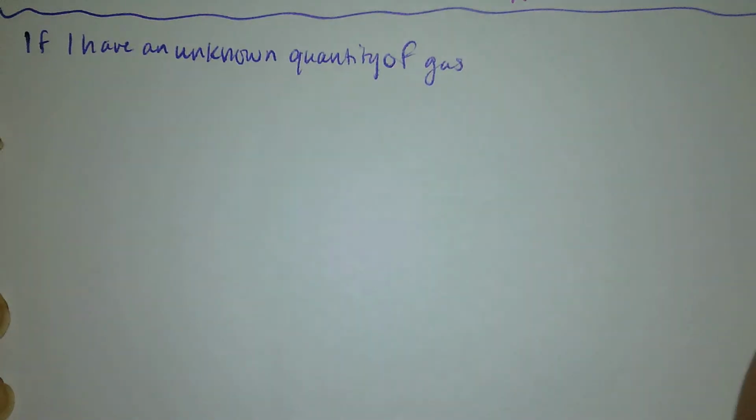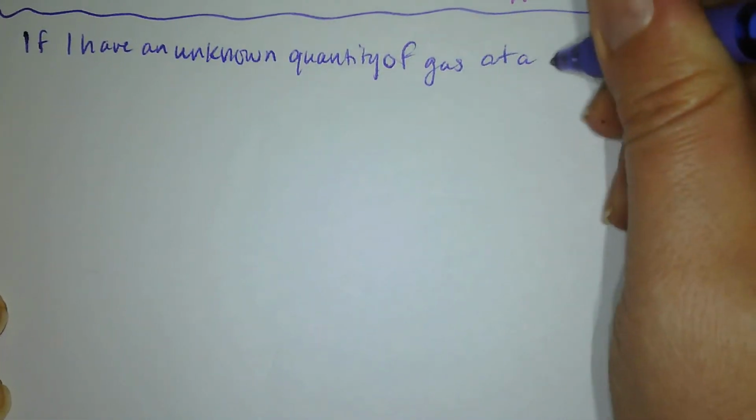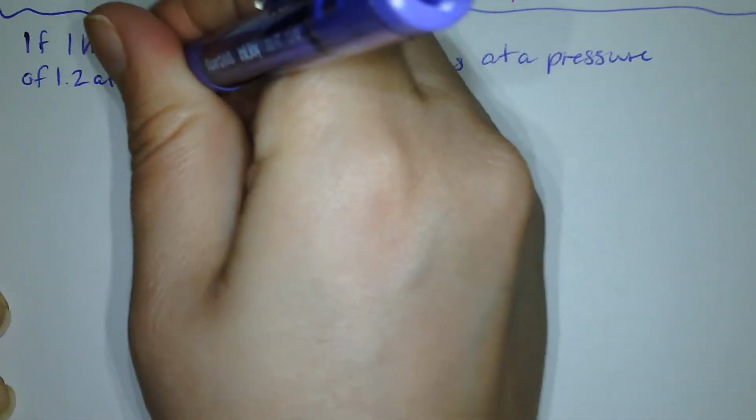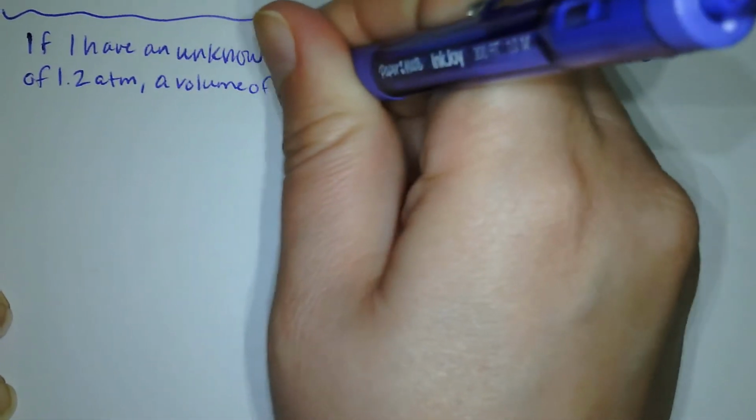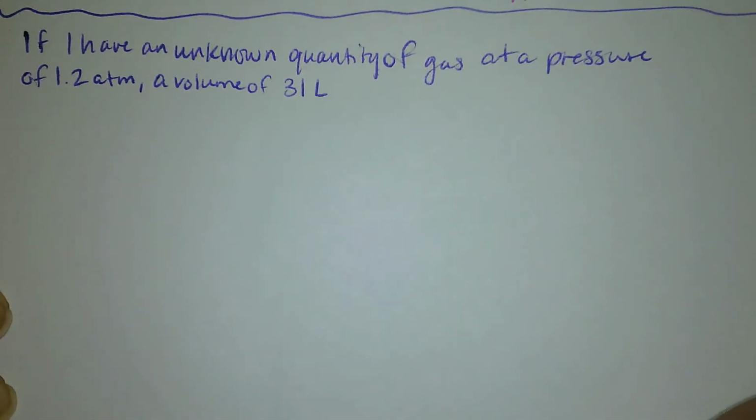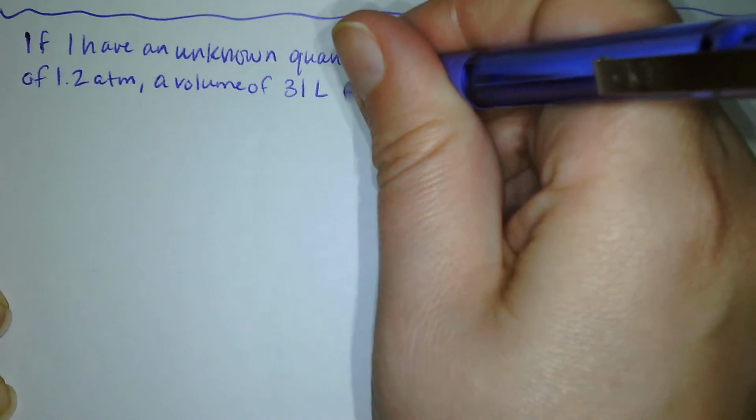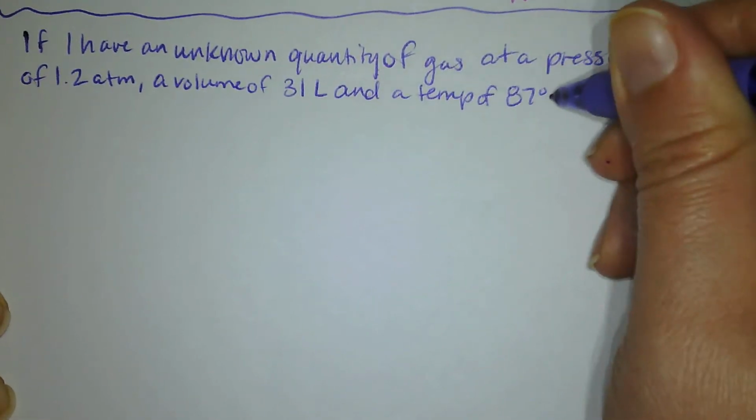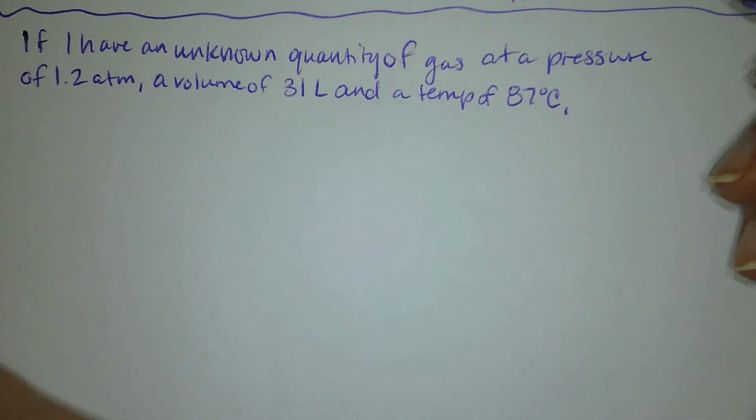All right, so let me write it down. If I have an unknown quantity of gas at a pressure of 1.2 atmospheres, a volume of 31 liters, and a temperature of 87 degrees Celsius, how many moles of gas do I have?